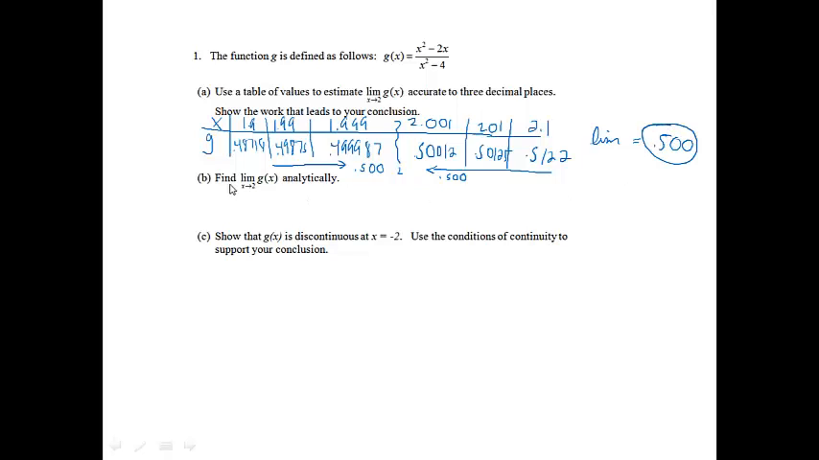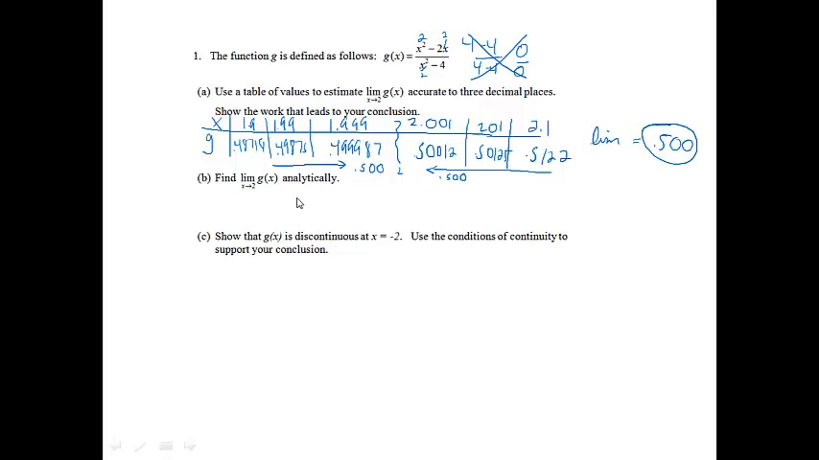All right, then it says to find the limit analytically. Analytically means algebraically. So the first thing that I'm going to try to do is always just plug 2 in and see if we can get an answer. So if I plug 2 in, I'll get 4 minus 4 over 4 minus 4, which gives me 0 over 0, which means I cannot calculate it that way, so I need to come up with another method.